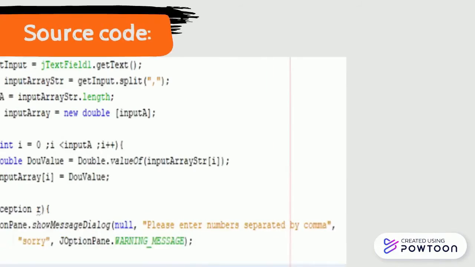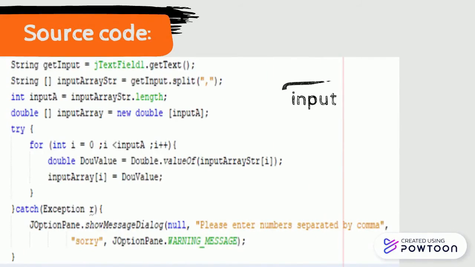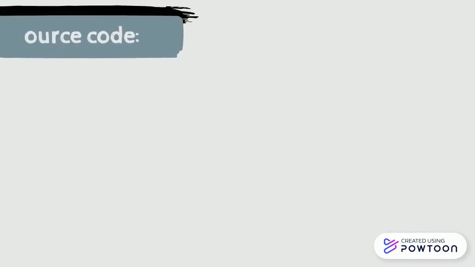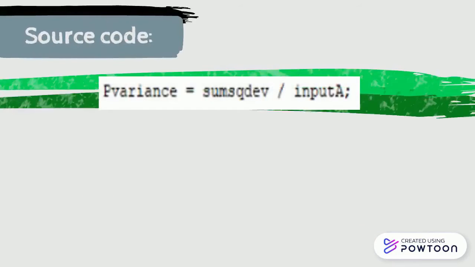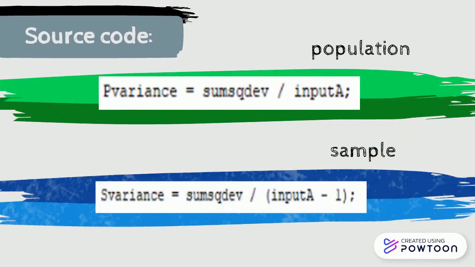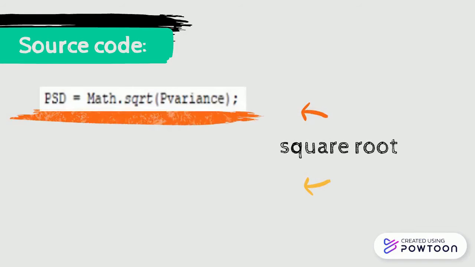This is the source code for the user to input data separated by commas. Before calculating the standard deviation, it needs to calculate the variance first. This is the formula in source code for population and sample. After calculating the variance, we need to take the square root to get the standard deviation.